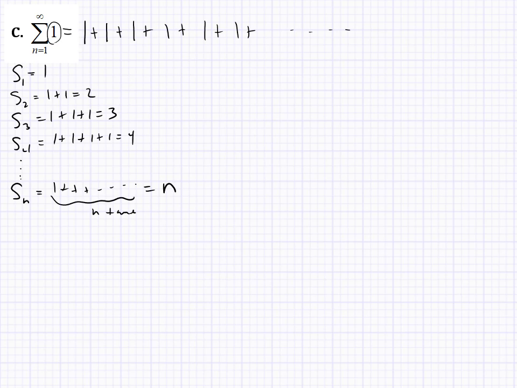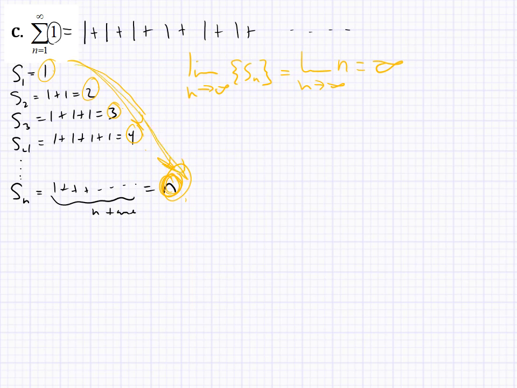So now look at this sequence here. This is the sequence of partial sums. This is the formula for how I generate that sequence. So if I took the limit as n goes to infinity of that sequence of partial sums, which is really just the limit as n goes to infinity of the formula for the sequence, which is really just n, I get infinity. So this sequence here, 1, 2, 3, 4, 5, 6, 7, all the way up to whatever n is, clearly diverges because it's going to get bigger and bigger.